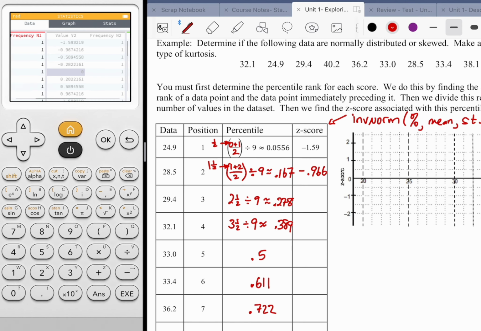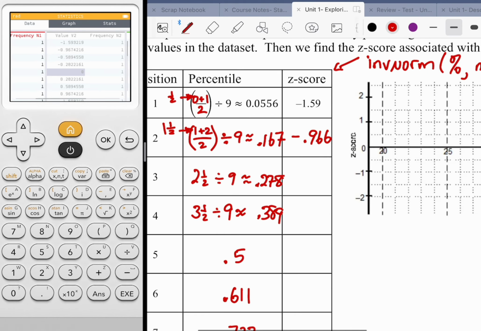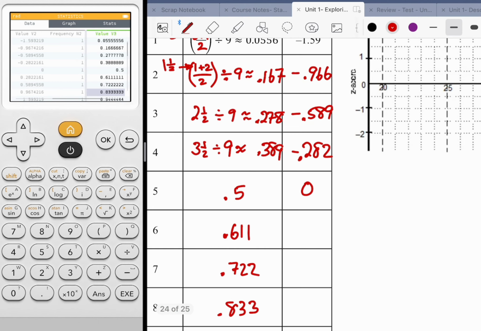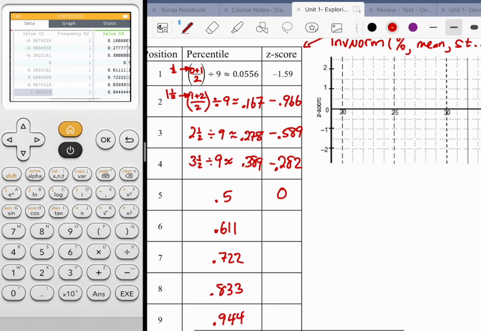So negative 0.589, negative 0.282, 0. Then we have symmetry, which doesn't always happen, as you know, because we just went through a whole lesson on skew. So the fact that this is already showing to be symmetric is interesting information.